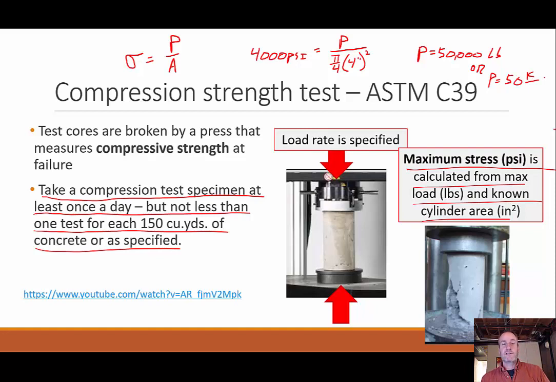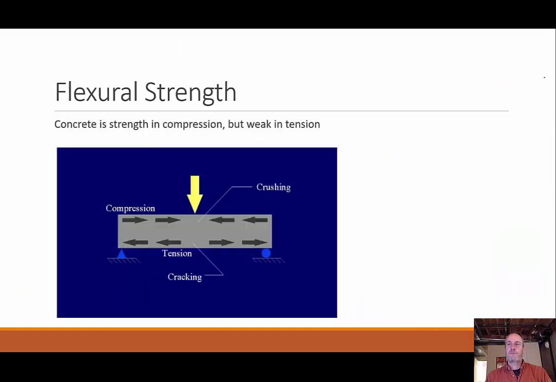So when we test our cylinders in the lab, since that concrete bag should have made about 4,000 psi concrete, we would expect to be about 50,000 pounds. That's heavy, but that's what it should take to break those cylinders. If it's less than that, it's probably because of our method of placing it in the cylinders, too much air, something like that. So let's move on to flexural strength.